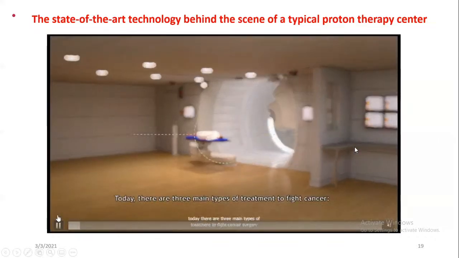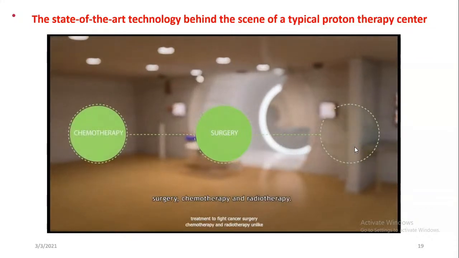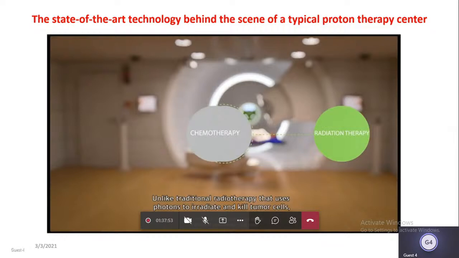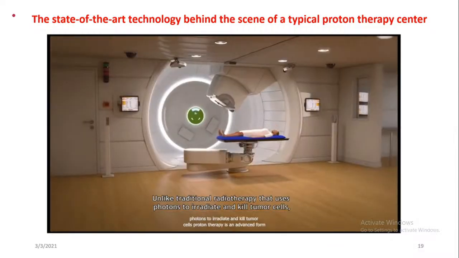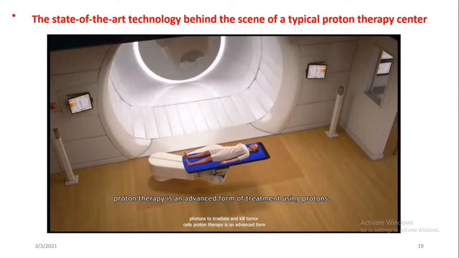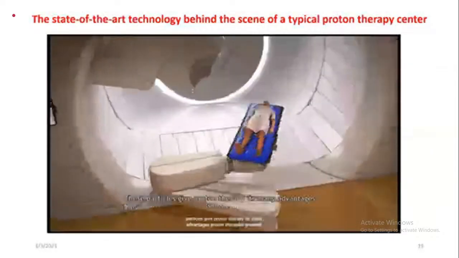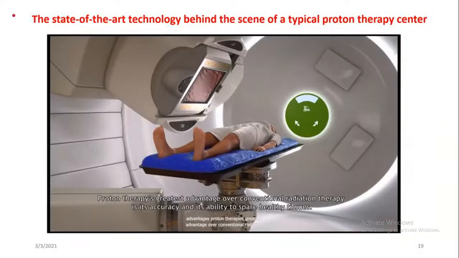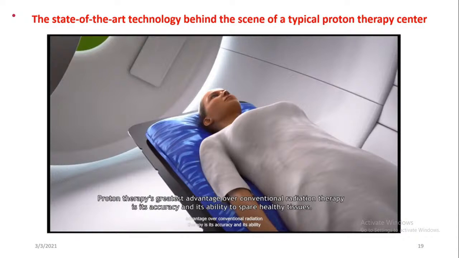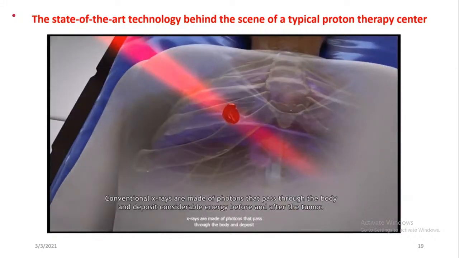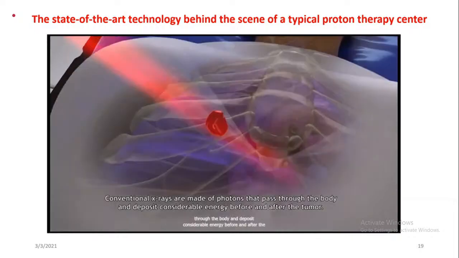Today, there are three main types of treatment to fight cancer: surgery, chemotherapy, and radiotherapy. Unlike traditional radiotherapy that uses photons to irradiate and kill tumor cells, proton therapy is an advanced form of treatment using protons. These particles give proton therapy its many advantages. Proton therapy's greatest advantage over conventional radiation therapy is its accuracy and its ability to spare healthy tissues. Conventional X-rays are made of photons that pass through the body and deposit considerable energy before and after the tumor.